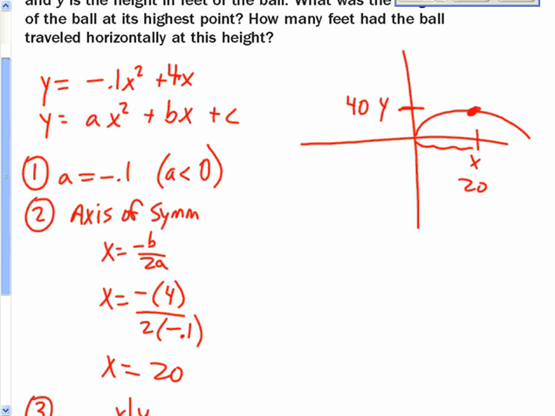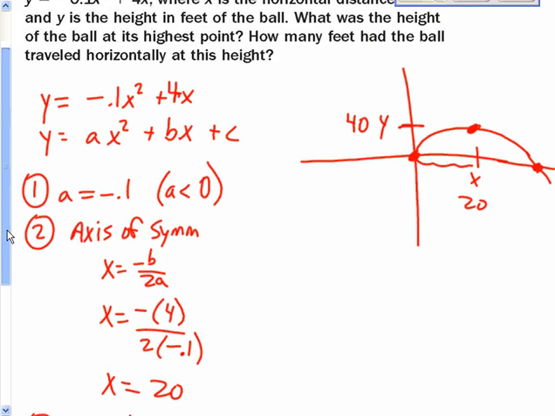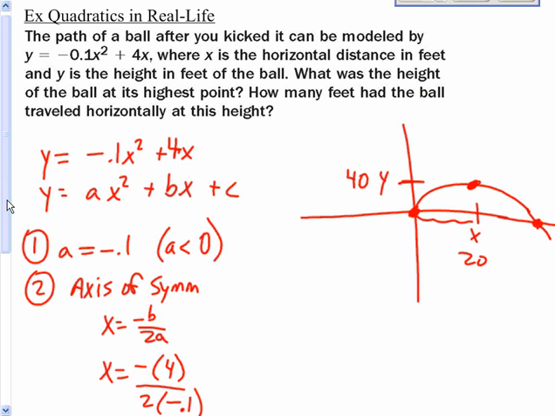Now your x-intercepts are actually your projectile starting right here and here. So the question then is, what was the height of the ball? Well, the height of the ball must have been 40 feet at its highest point, right? We just had to find that vertex. Height of the ball, 40 feet at the highest point.